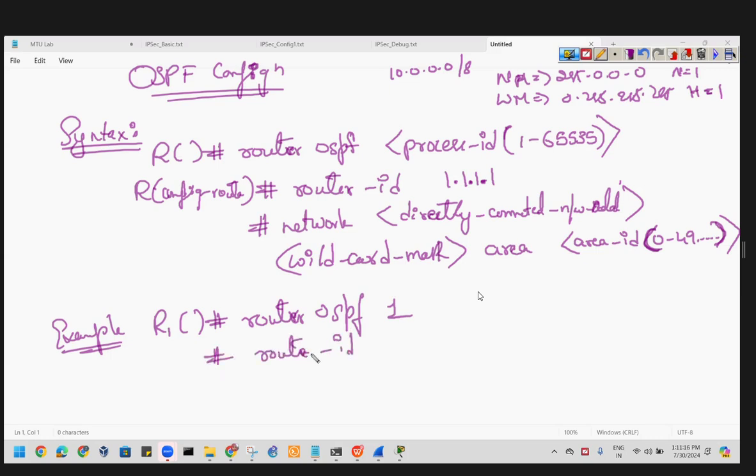Even if you skip the router-id command, if you have a loopback address, it will take that IP address, or else it will take the physical interface IP address. But if you want your router not to change the RID every time, either configure it manually or configure a loopback interface. Then you'll say network 10.0.0.0, wildcard mask 0.255.255.255, area 0. This tells that this network belongs to area 0. Similarly for the 20.0.0.0 network, area 0.